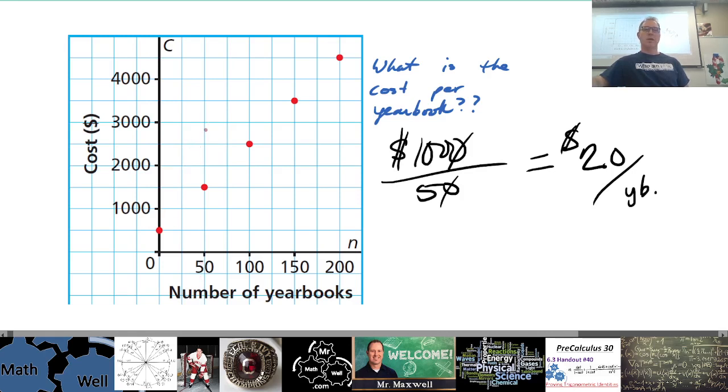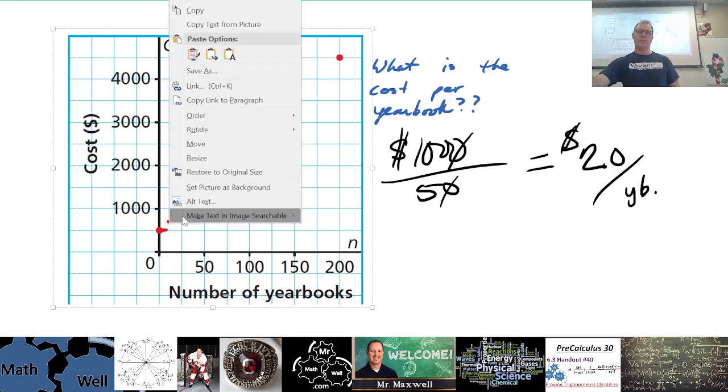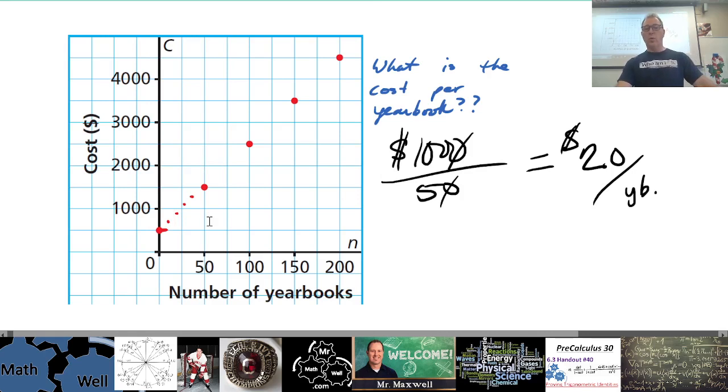Would it make sense to put dots every 10 or so? Then you'd have a jump in price every 10 yearbooks. Would they charge only $500 and still give you 10 yearbooks? I don't know. Maybe you could only order groups of 10, or maybe you could only order groups of 50. That's what I would guess with this.